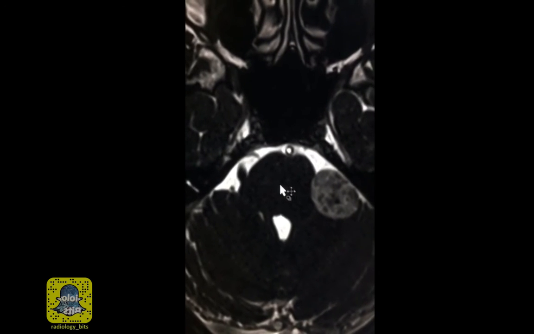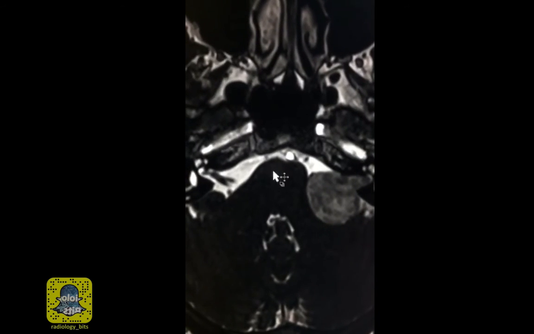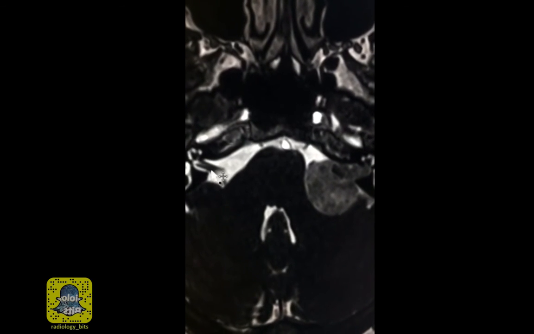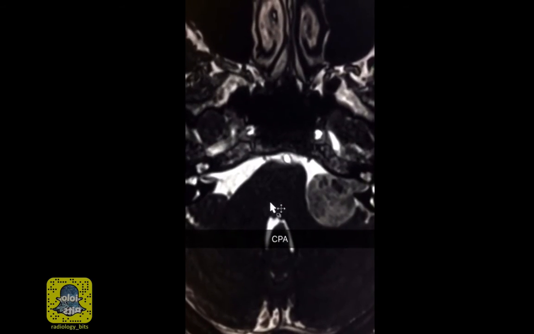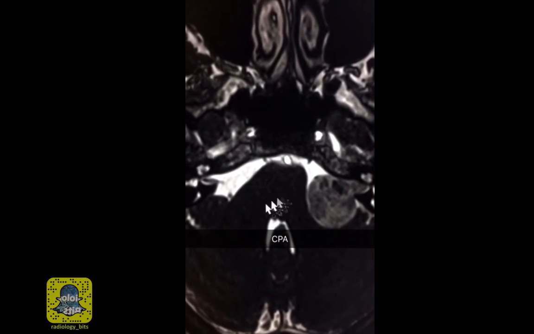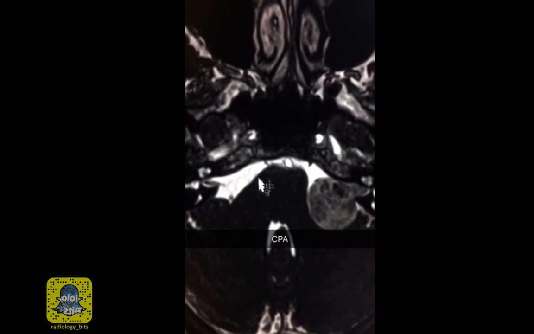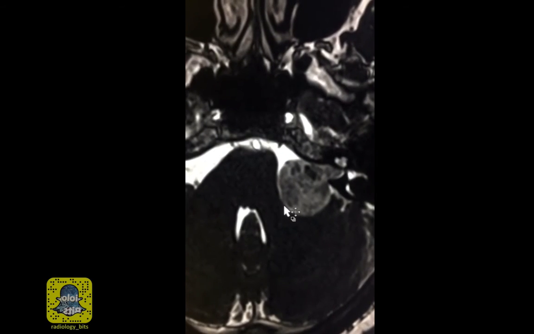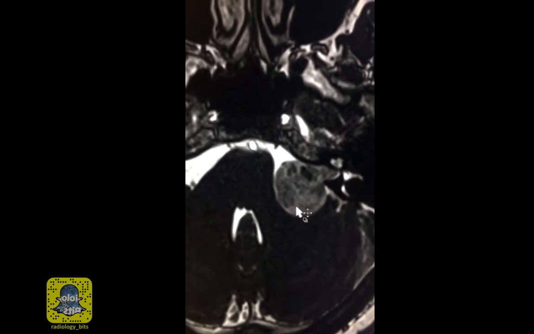So let's look at this again. This is the 5th cranial nerve. This is the 6th cranial nerve. This is the 7th cranial nerve, and this is the 8th. One final piece of anatomical information is to remember that this is the pons, this is the cerebellum, and this is why this area is called the cerebellopontine angle. Now that we understand all of that, let's go to the abnormality.